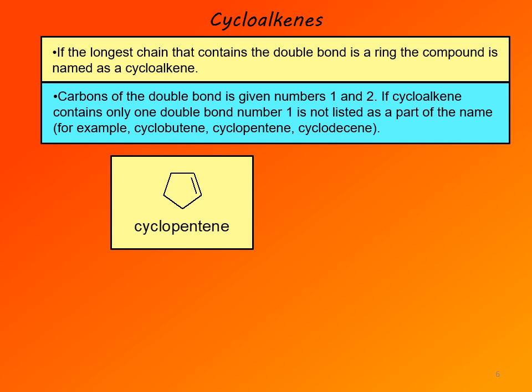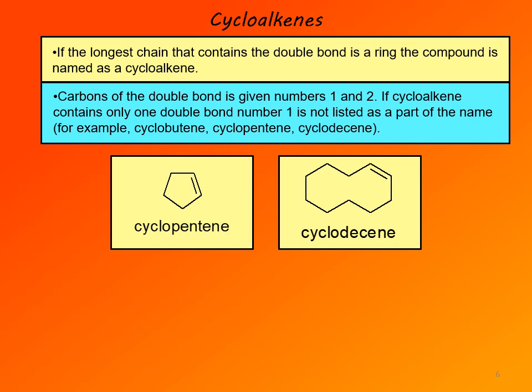name. And so examples would be cyclobutene, cyclopentene, cyclodecene. So here we have cyclopentene, cyclodecene. So two formulas, and you can see we don't list number 1. We simply assume that double bond is 1, 2, and we actually don't specify which carbon is carbon 1, which is carbon 2. Either of the two could be 1 or 2.